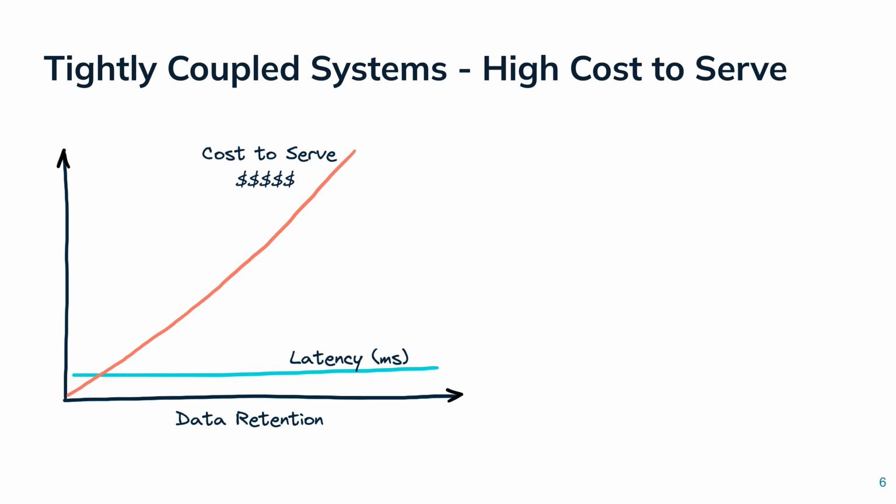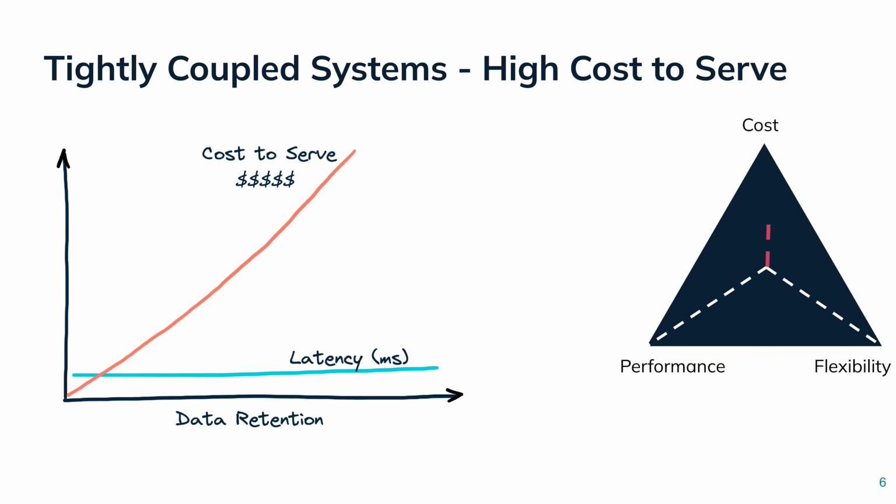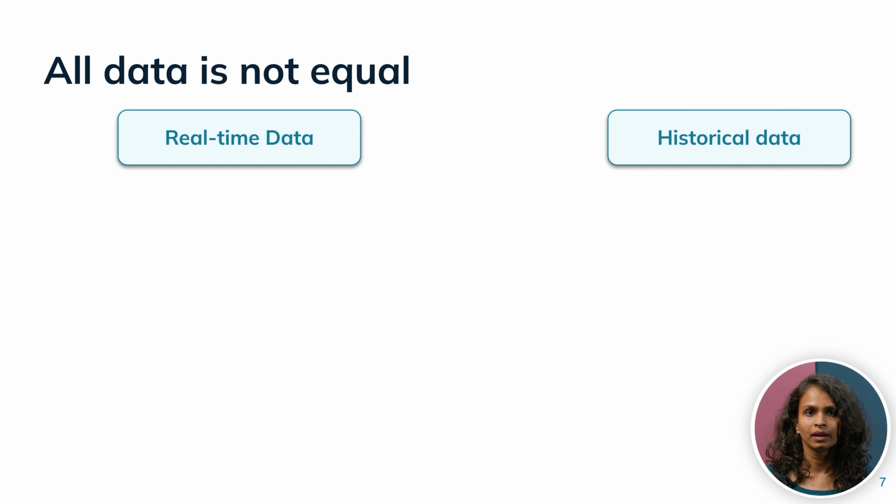So to summarize, with tightly coupled systems, you will have amazing latencies. But as your data volume grows, you'll end up with a really high cost to serve. So we've kind of lost out on the cost aspect in our triangle. Well, now you might think, but if we need the speed for the real-time portion of the data, we gotta pay, right? Yes and no.